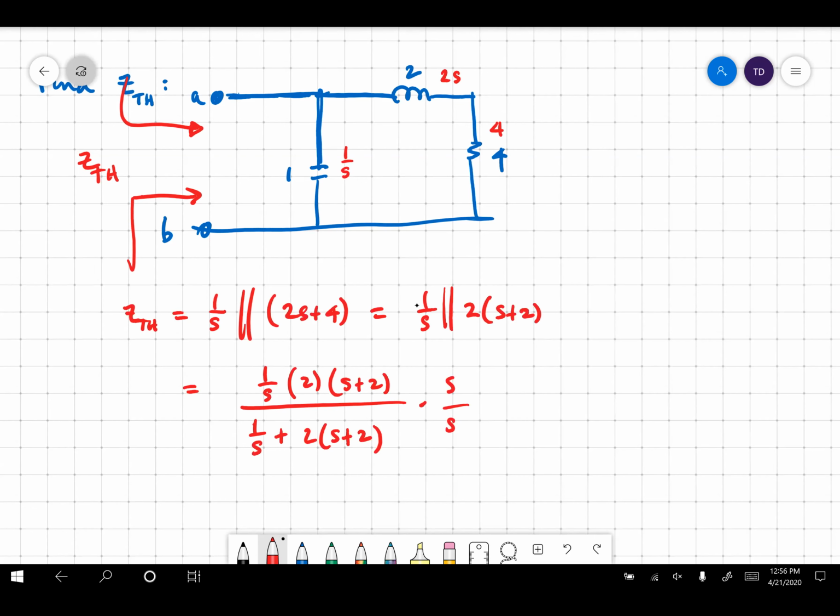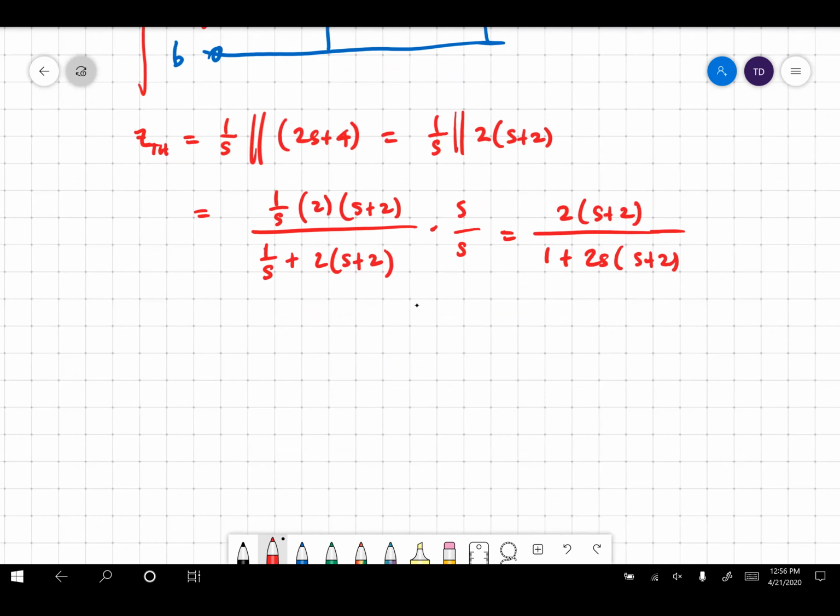Multiply by S over S. It's a great way to get rid of those S's in the denominator. So when I do that, in the numerator I have 2 times S plus 2, and in the denominator I have 1 plus 2S times S plus 2. Let's get the whole thing here. This whole impedance is equal to 2 times S plus 2, over 2S squared plus 4S plus 1. Everybody like that? That look good?